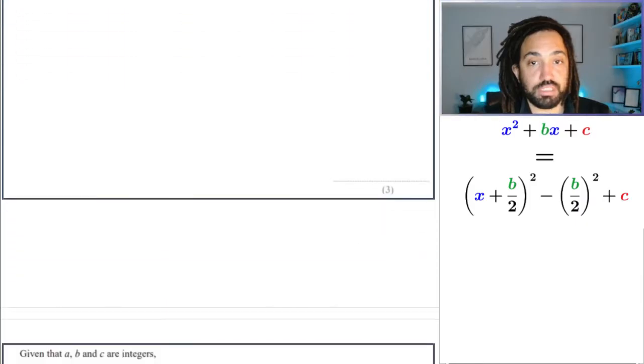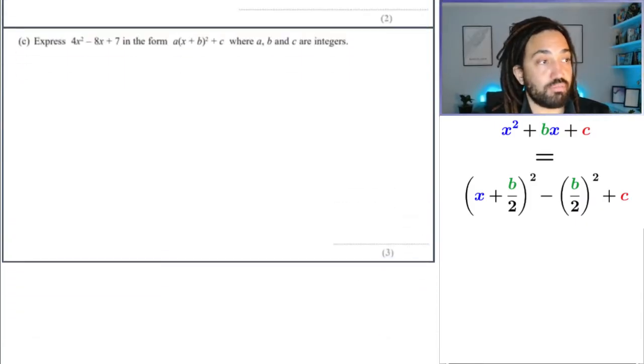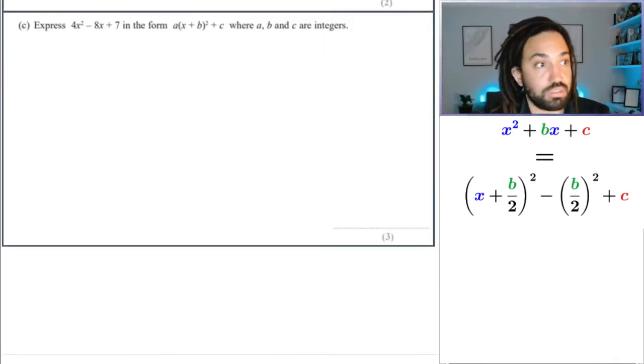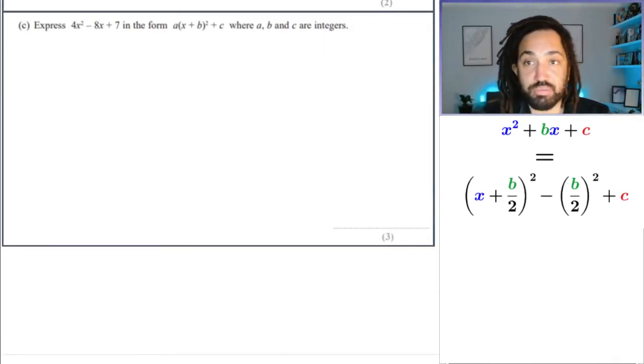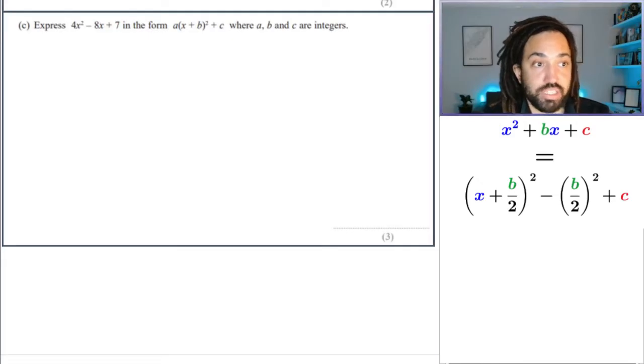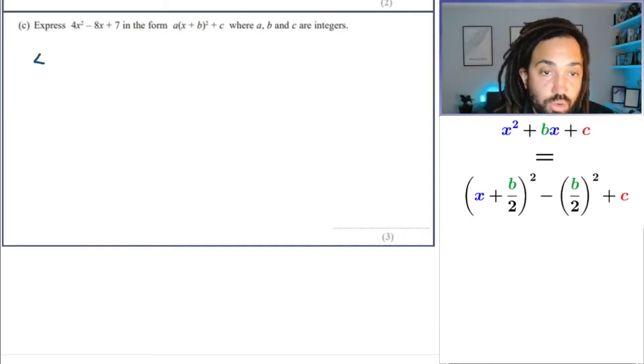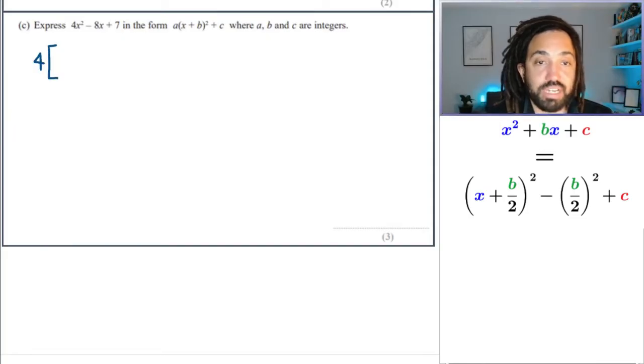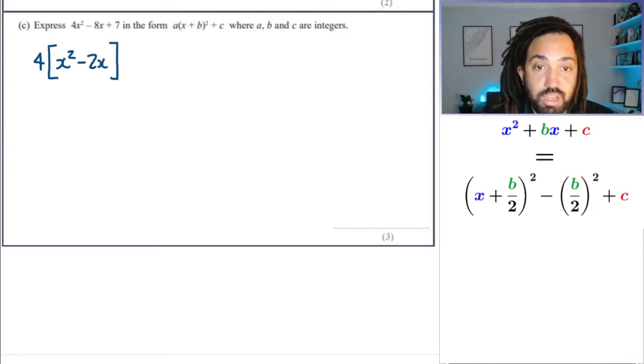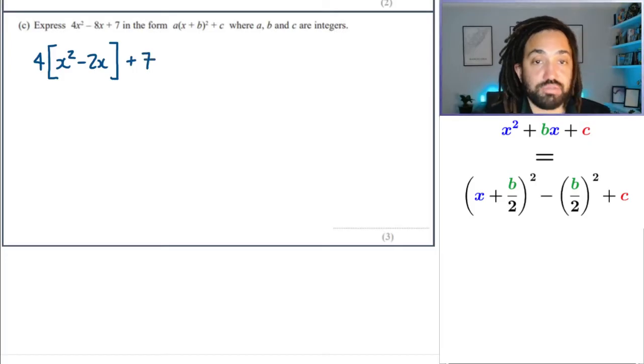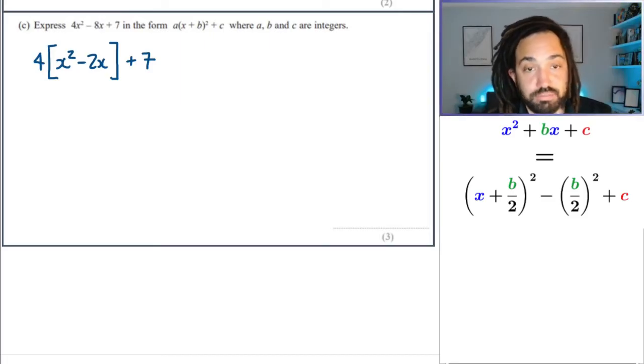Right, we can move on to the next question now. Okay, which is a bit more challenging because there is a value for a, which means that we don't have just an x squared term. But never fear, what we can do is factorise out the a term. So taking out the 4, I'll do a big square bracket like this, and I write x squared, and if I take out the 4 from the minus 8, that gives me minus 2. But I don't take out the factor from the constant term at the end, so I just close the brackets early and write plus 7 in this case.